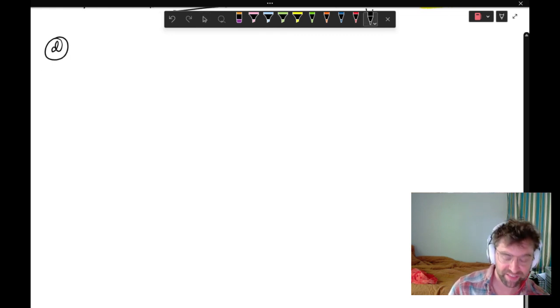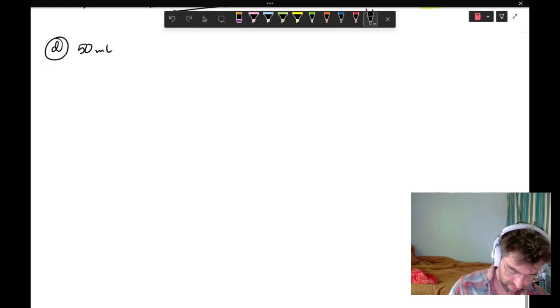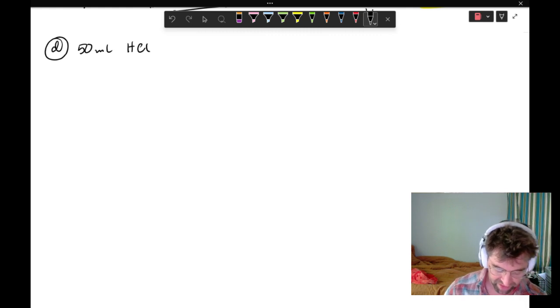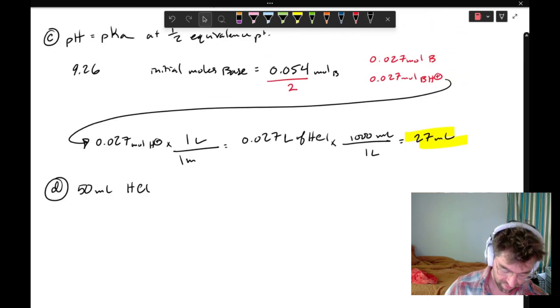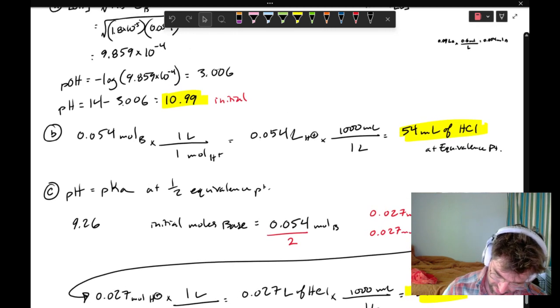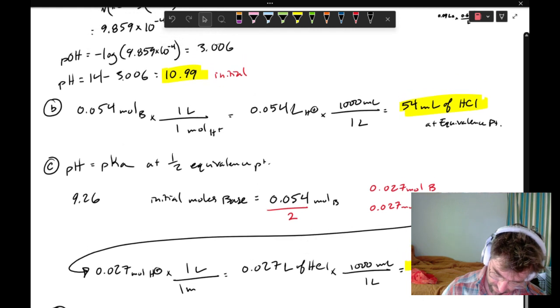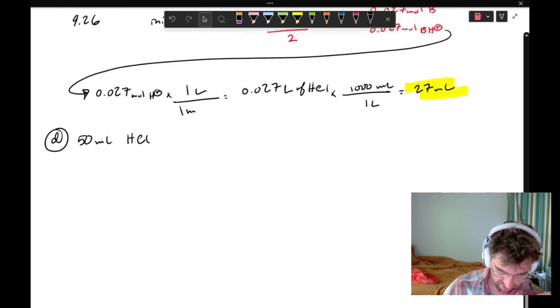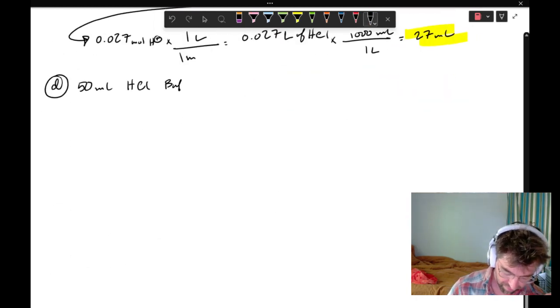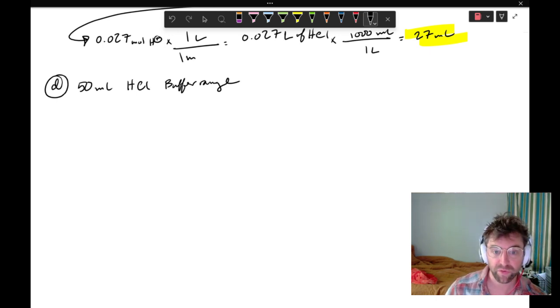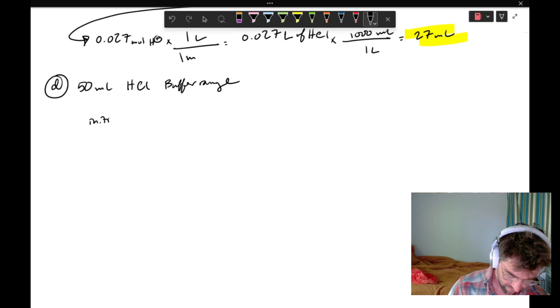For the next one, we were asked to do 50 mLs of HCl. So if we set the equivalence point, let me think here for a second. 54 milliliters would get us to the equivalence point. So this is still going to be in the buffer range. So we have a little more work to do. We're going to use that chart again.